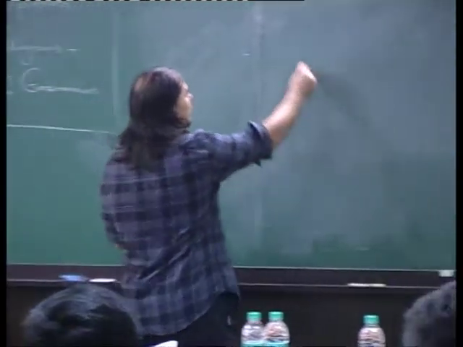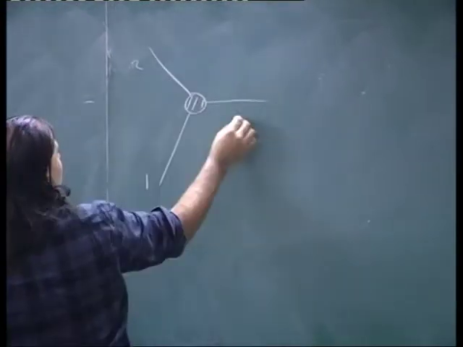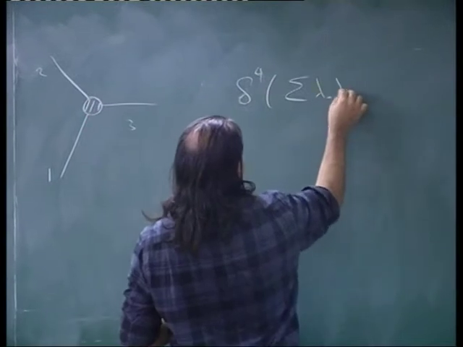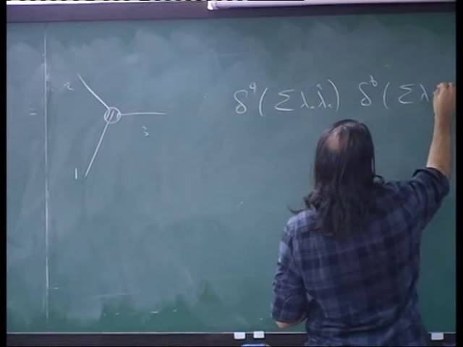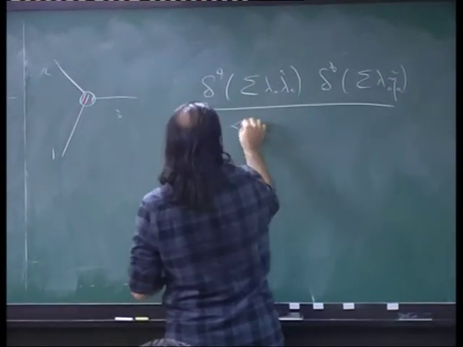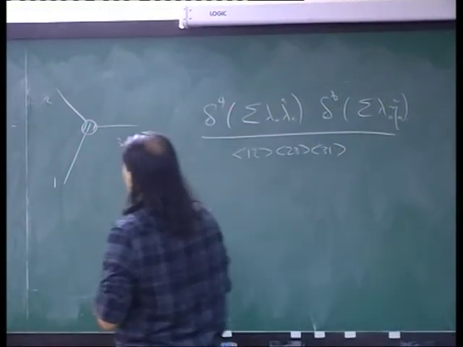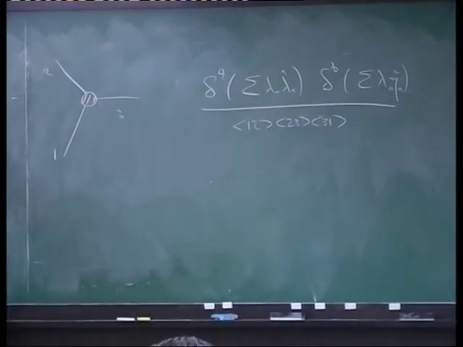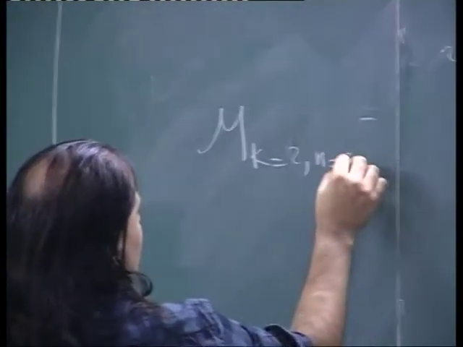OK, so let's go back to the three-particle amplitude. Let me first write the k equals 2 amplitude now, supersymmetrically. So this is just delta 4 of the sum of lambda lambda tilde, delta 8 of the sum of lambda eta tilde, over 1 2, 2 3, 3 1. So this is, if you like, M with k equals 2 and n equals 3.